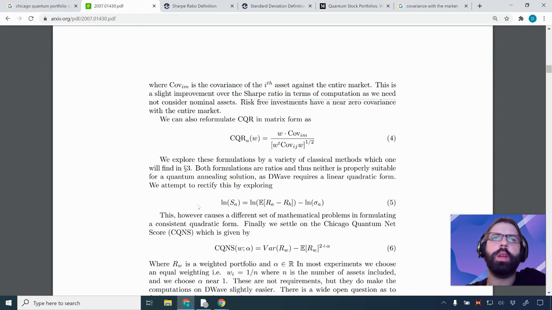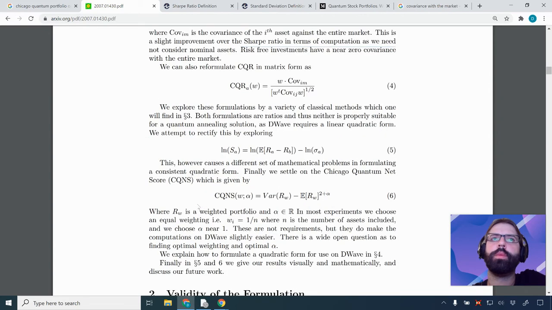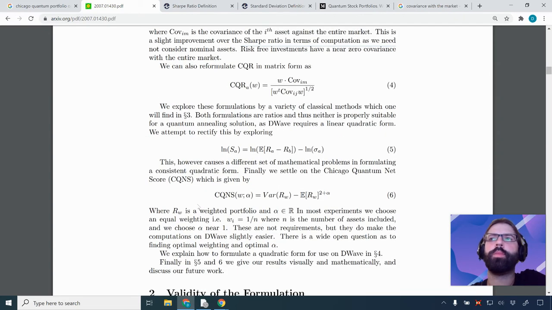Attempting to rectify this, however, causes a set of different mathematical problems in formulating a consistent quadratic form. Why? I don't know.